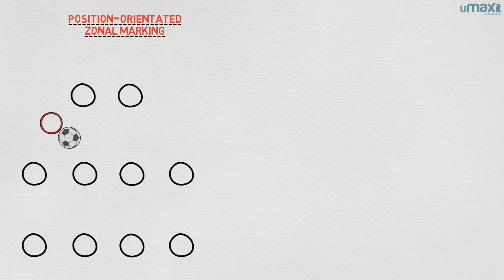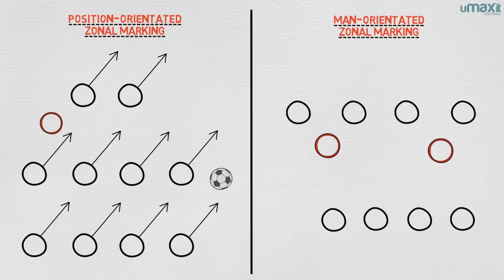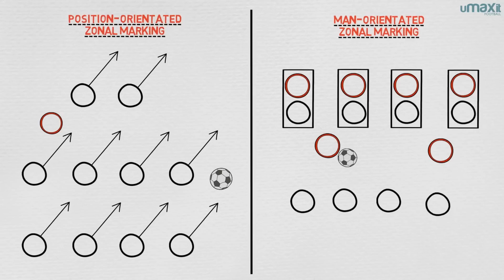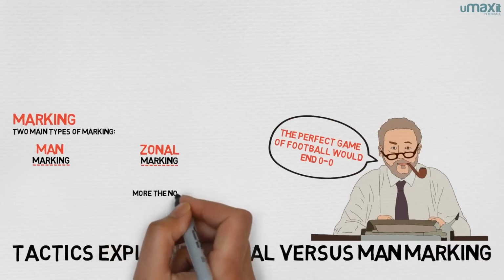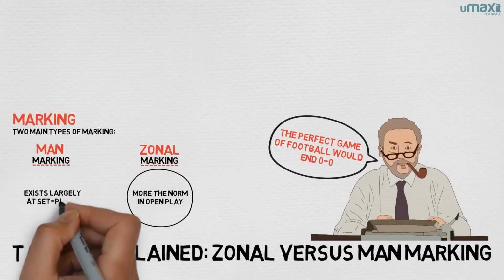Zonal marking tends to occur by position or by man. Position-orientated zonal marking sees teams shift as a block laterally and vertically to control the space on the pitch. It can be used to press, but it's more about squeezing the space and preventing options. Man-orientated zonal marking is not dissimilar to space-orientated zonal marking. The man with the ball is the reference point, and the defending team adjusts themselves to maintain a certain distance from that man as a whole, again shifting as a unit as with position-orientated zonal marking. Zonal marking is now more the norm in open play, while man marking still exists largely at set pieces.